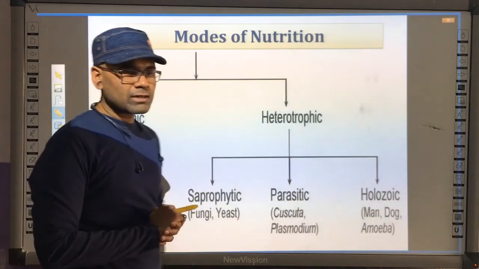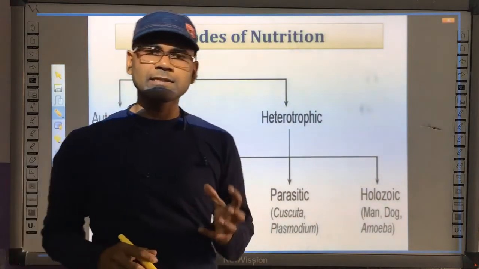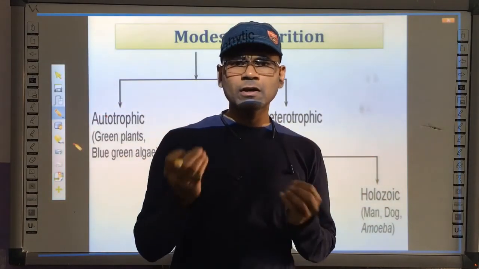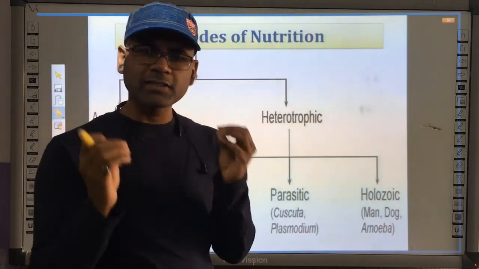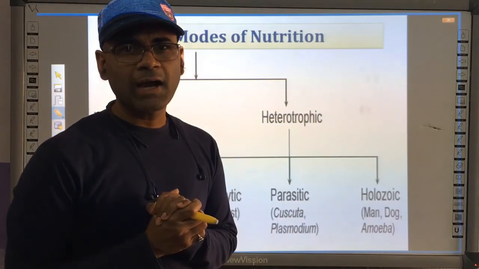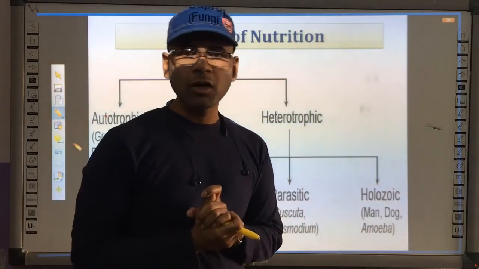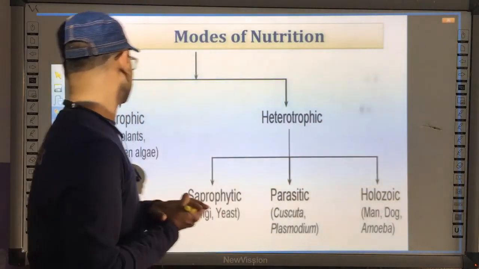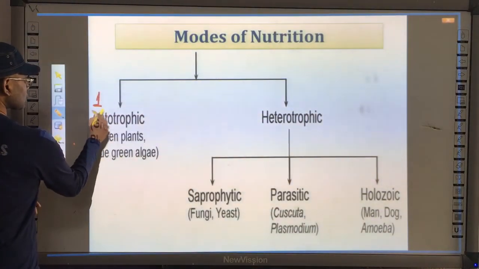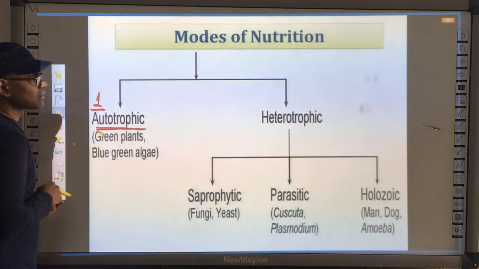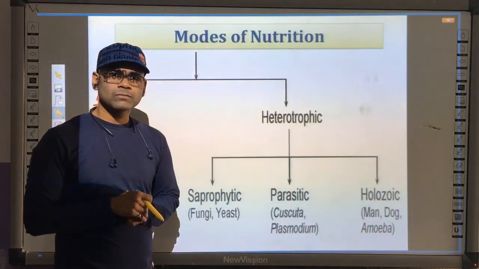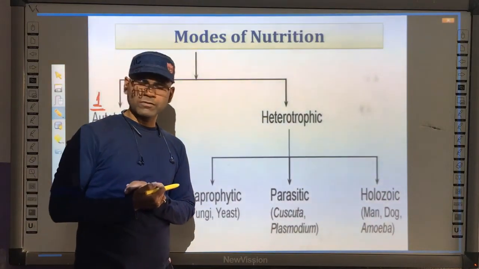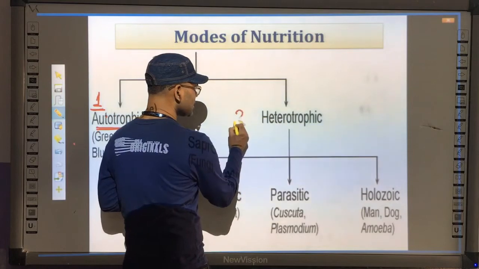Now I told you that various organisms have a variety of modes of nutrition. Every organism is specialized for obtaining its particular mode of nutrition. On the basis of mode of nutrition, organisms can be further classified into two important categories. The first one is autotrophic organisms, also called autotrophs, which perform the autotrophic mode of nutrition. And the second one is heterotrophs.